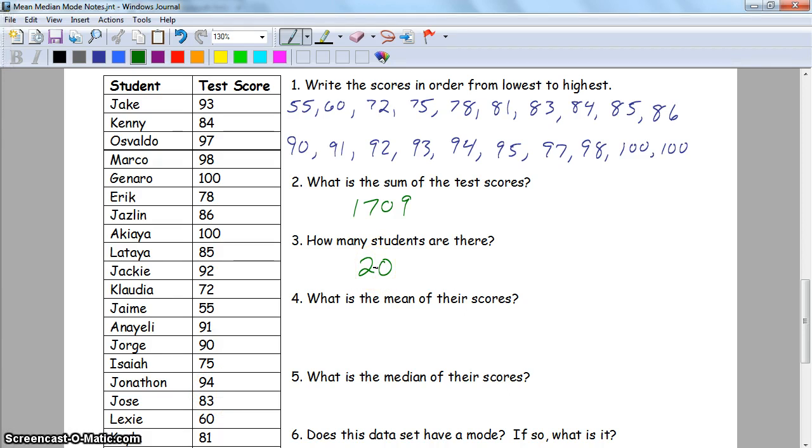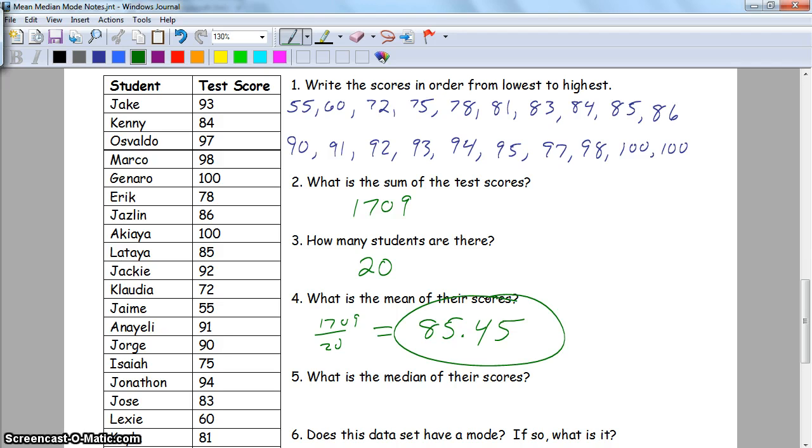The mean of their scores, you take 1709 divided by 20, and you should get, did y'all get 85.45? Certainly hope so, because that is indeed the mean.